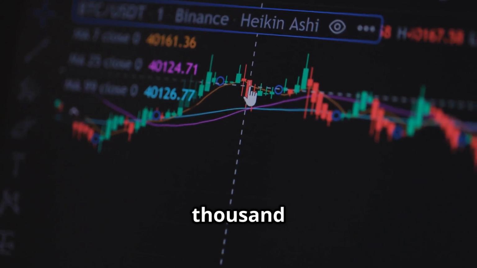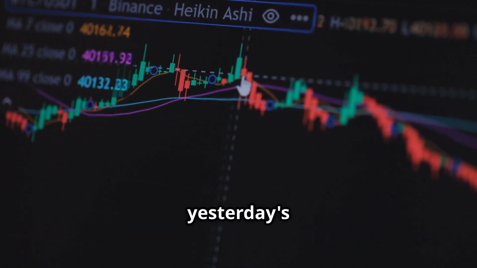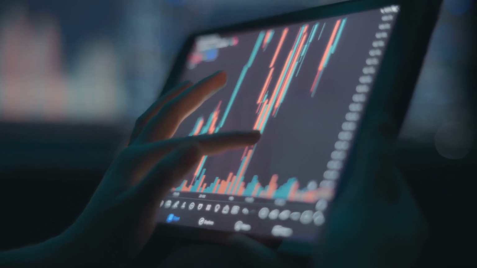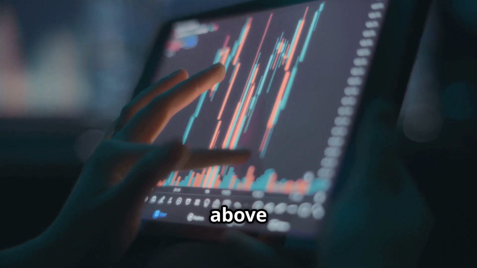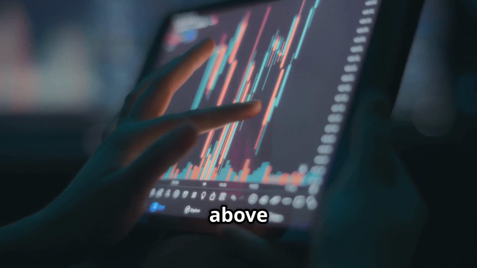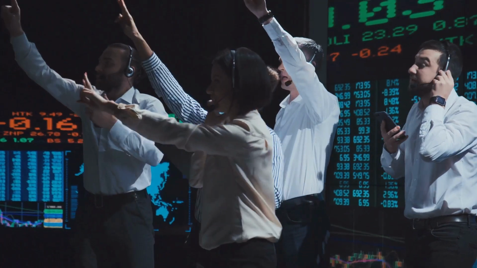Levels marked: resistance at 5,285, a multi-day high, support at 5,265, yesterday's low area. Plan: look to buy pullbacks above VWAP if the price holds above the overnight high and breaks pre-market consolidation.